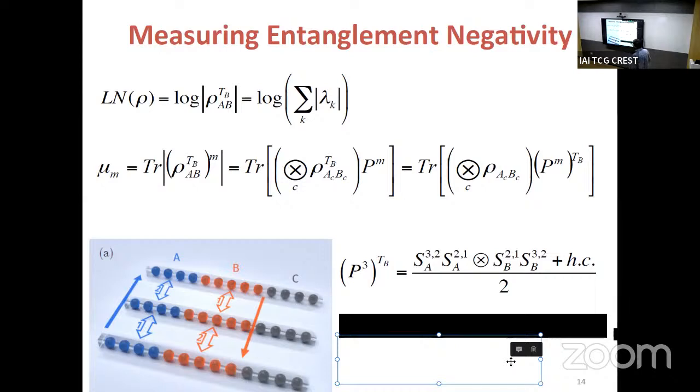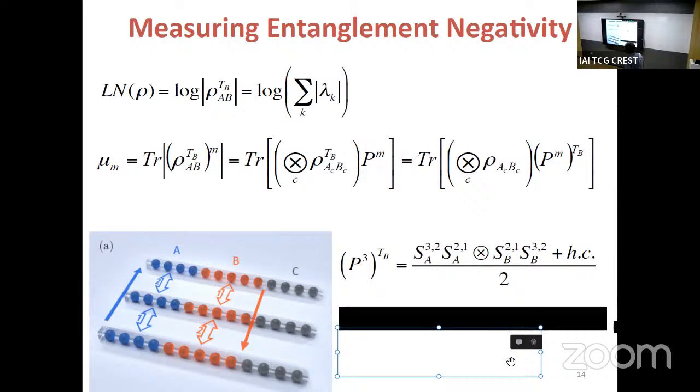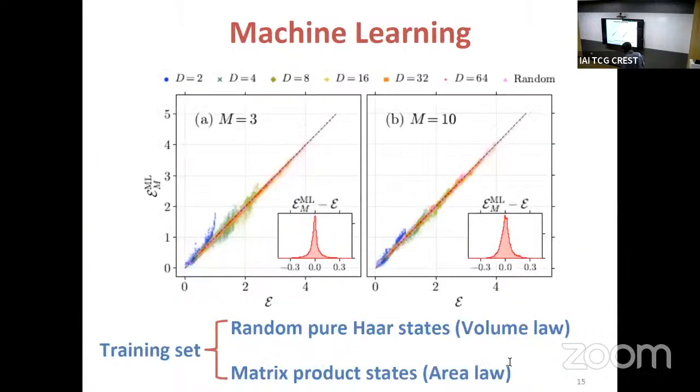Anyway, and then similarly, but you do it in the reverse time order, okay? Then you can measure some moments of those measurements, okay? And from those moments, we found that machine learning can give you very quickly the amount of entanglement as measured in terms of negativity for those states, okay?